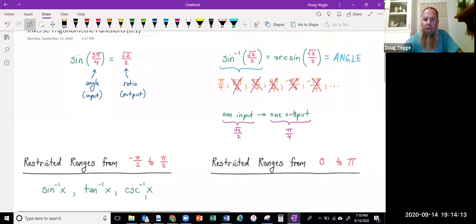So if we go back to our original example, the reason why we had to give the output of π/4 when I was calculating sine inverse of √2/2 and not any of these other angles is because that's the only answer that lies in the interval from -π/2 to π/2. So that's why for sine inverse of x, tangent inverse of x, and cosecant inverse of x, our range, or our output y values, should always be in this range.